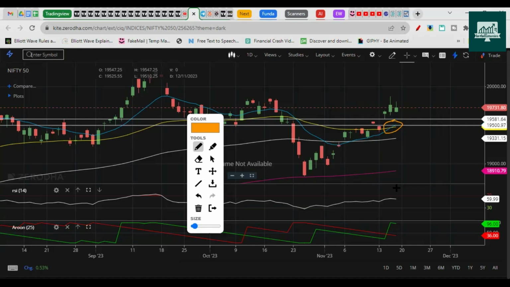Now what can we expect? From the candlestick, we can see that this is a mother candle and this is a child candle, or you can call it an inside bar pattern. Here the candle is made inside the body of the previous candle. So the least thing that can happen is a pullback. If it breaks the low of this mother candle, then it can pull back towards this 13 EMA zone, which is somewhere near 19,580 to 19,500 zones.